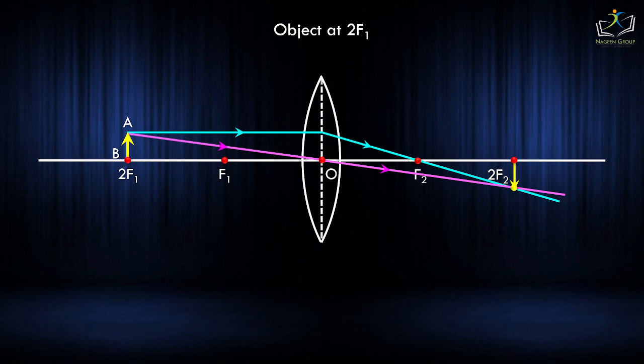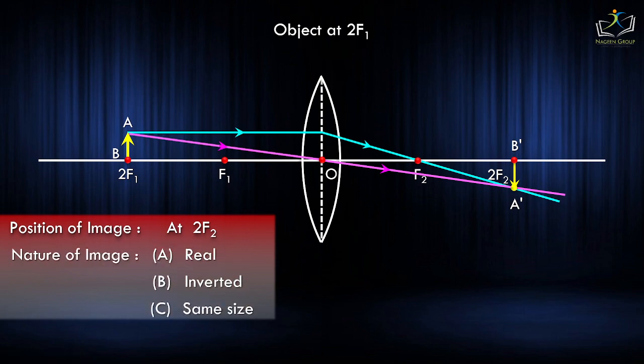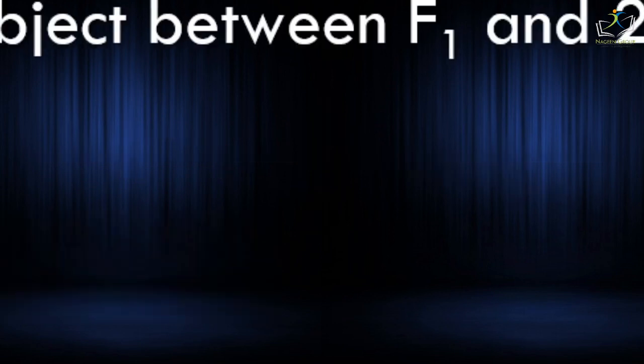Object and image, you can see that they are the same in size, right? So, what is the nature here? First of all, what is the position here? This is at 2F2. When we are taking the object at 2F1, the image is forming at 2F2. Next, the nature of the image, we say it's real, inverted and of the same size.